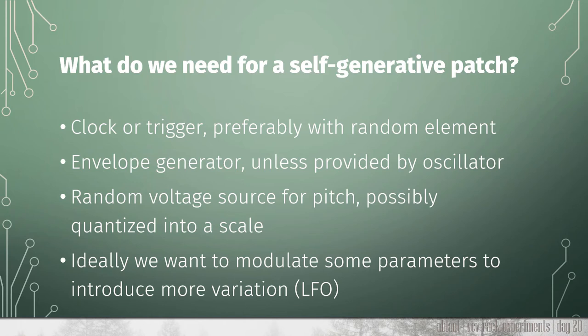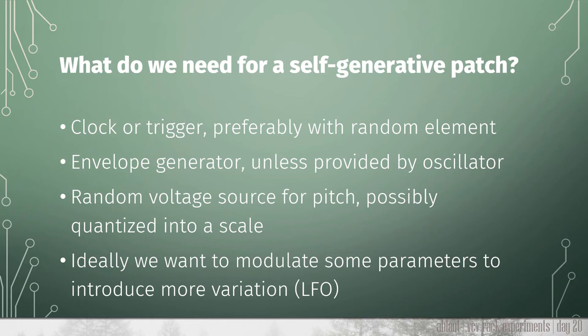We also need a random voltage source for the pitch, which possibly is quantized into a scale. So the easiest source of random voltage is a sample and hold, which I will show you. And usually we want a quantizer to get notes in a scale. Although you don't necessarily need that if you like randomness, it can sound musically interesting to have stuff outside of scale.